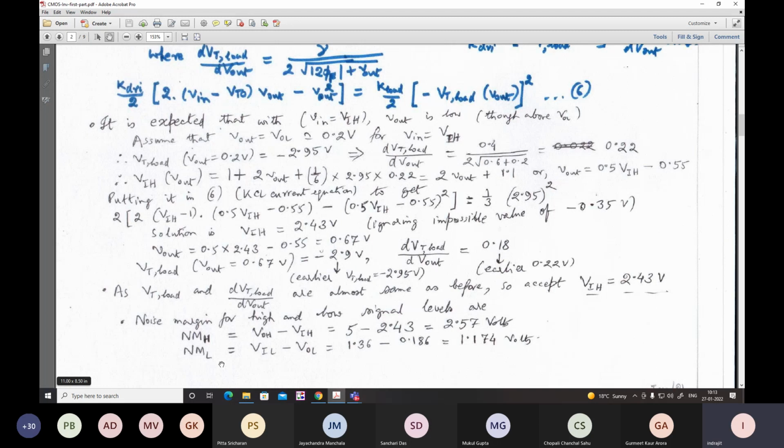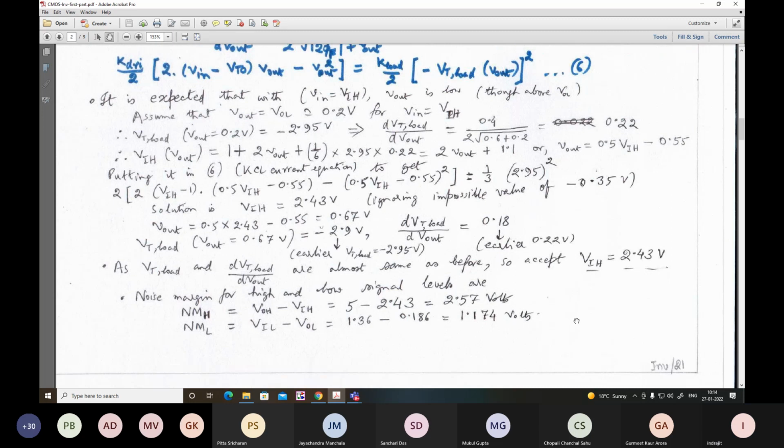So this is about how to analyze a problem given the values of the power supply, the aspect ratio of the enhancement mode transistor and load device, the process transconductance parameter and other parameters like gamma and phi f. So we know how to arrive at the justifiable values of VOL, VIH, VIL and VOH, and calculate the noise margin.